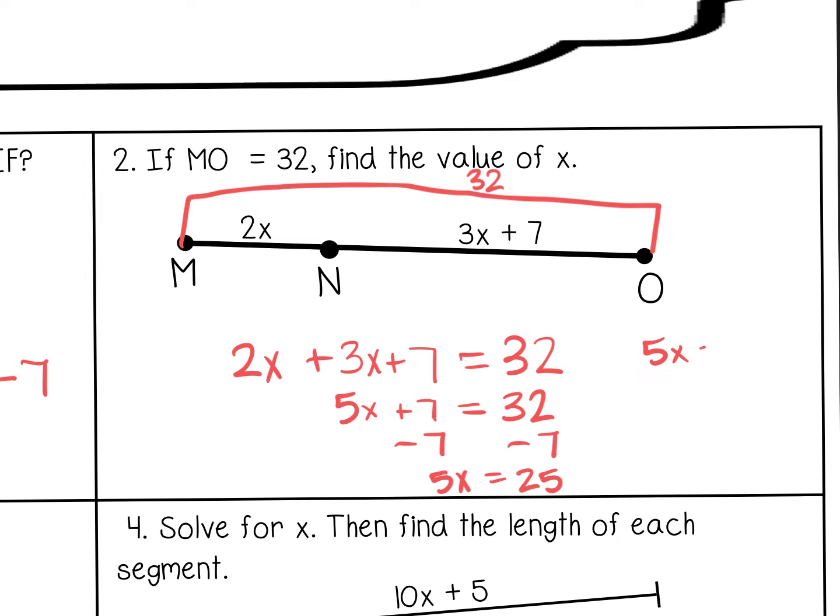I'm just copying this over here so I have more room. Divided by 5, so x is 5. So again, to set up that equation, I just added the two pieces together and set it equal to what we know the whole thing is. So 2x plus 3x plus 7 set equal to 32, because that's the length of our entire segment. And then I used algebra to solve our equation.